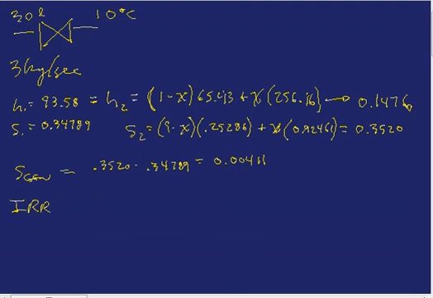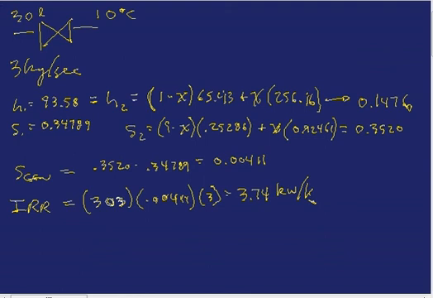Irreversibility is defined as S generated times the temperature of the surroundings, which was given to you as 30 degrees. So that's 30 plus 273, which is 303 Kelvin, times the S generated per mass, 0.00411, times the mass flow, 3, and that comes out to 3.74 kilowatts per Kelvin. So that took care of problem 1.